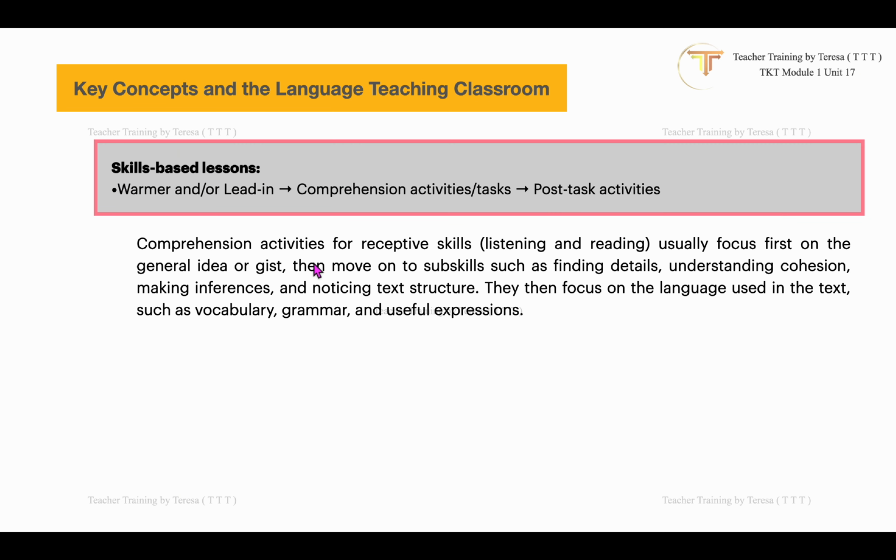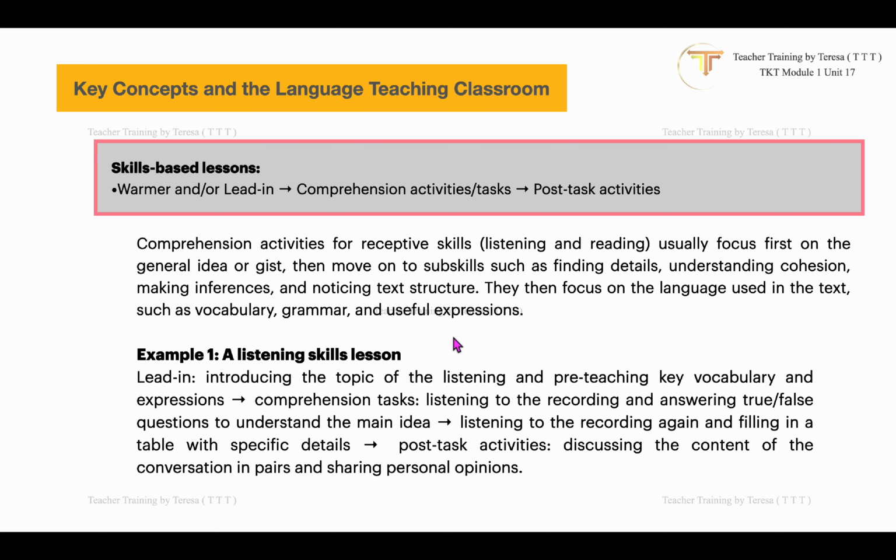Comprehension activities for receptive skills, listening and reading, usually focus first on the general idea or gist, then move on to sub-skills such as finding details, understanding cohesion, making inferences, and noticing text structure. They then focus on the language used in the text, such as vocabulary, grammar, and useful expressions.